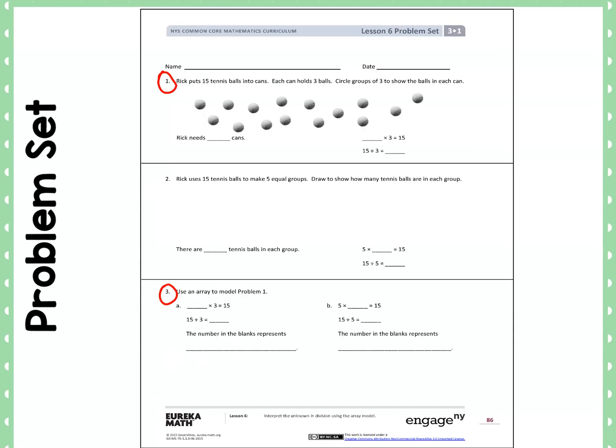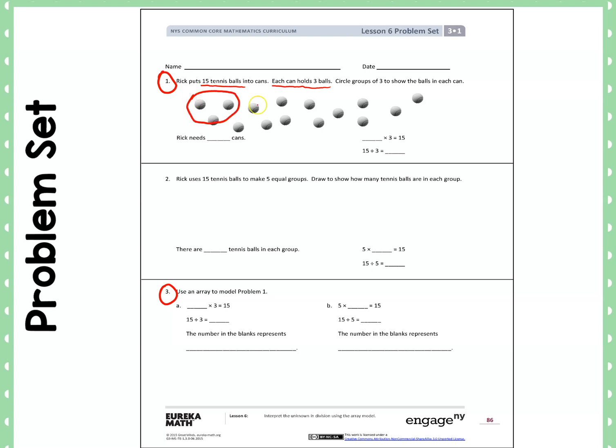Okay, number 1. Rick puts 15 tennis balls into cans. Each can holds 3 balls. Circle groups of 3 to show the balls in each can. Okay, so we know that there's 15 tennis balls total, and each can holds 3 balls. Okay, so we need to circle groups of 3. So we're going to do that now.